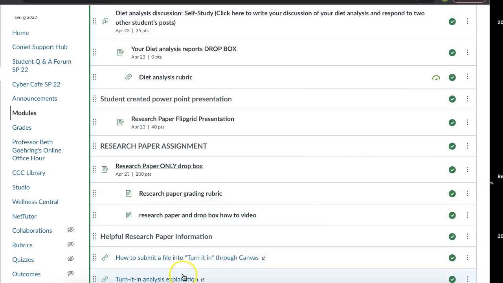Down here, you'll see there's some information about it going through a Turnitin process. You're also going to create a research paper Flipgrid presentation, which informs your fellow classmates about what your topic was, what was interesting about it, what the 3 most important things you learned about it are, why you chose it, and then what you can do to fix any kind of problems with that particular issue, or how to benefit the human body as a result.